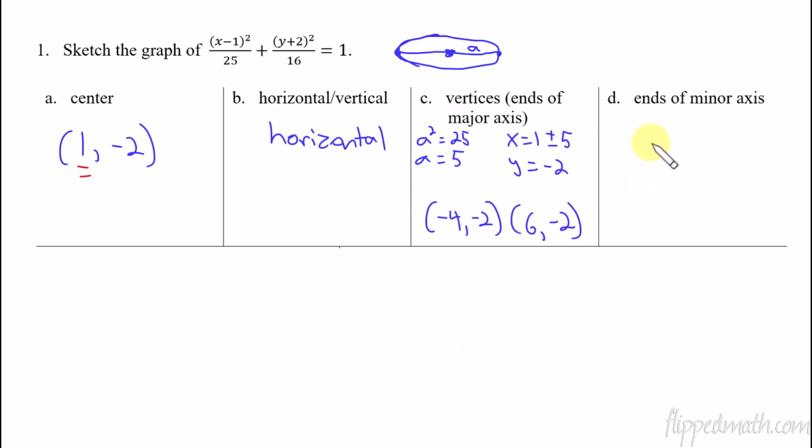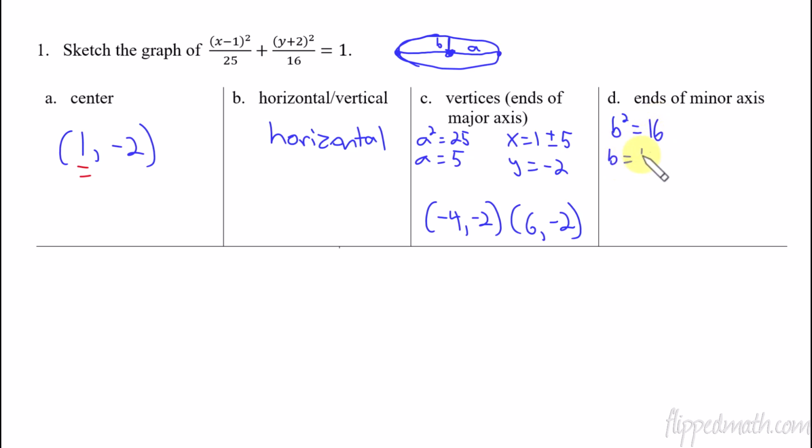All right, how about the minor axis? The minor axis will be this right here. It's the value of B. We're going to add B to get to the top and subtract B to get to the bottom of the ellipse. So what's B squared? B squared is 16. That's the y value there, underneath the y values. So 16.